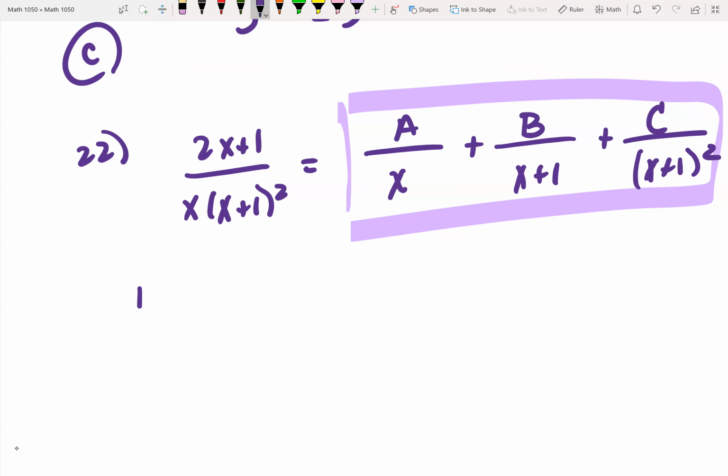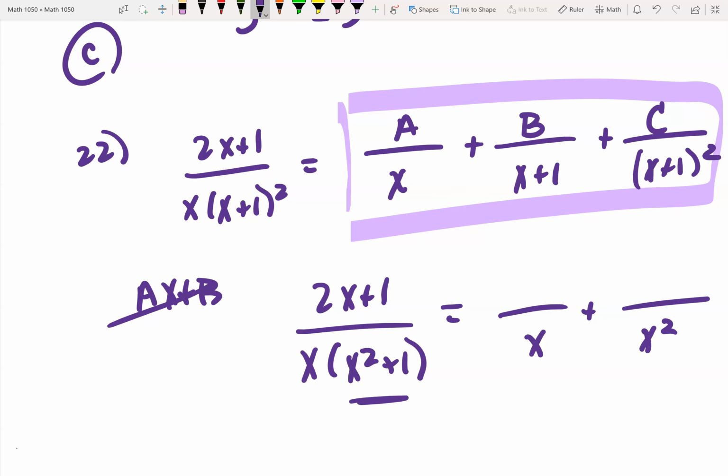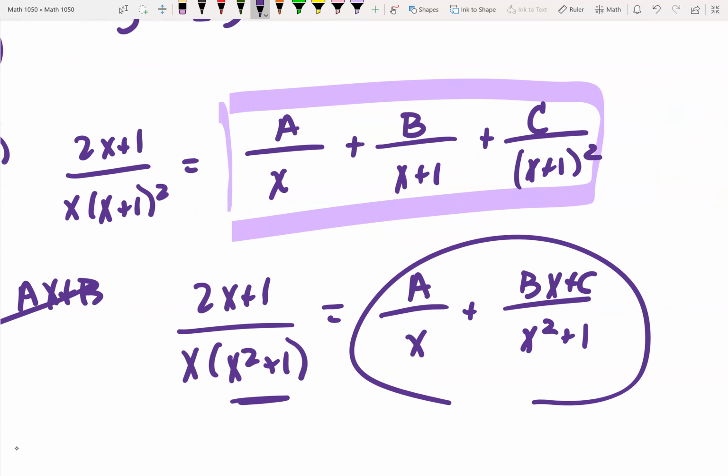Some of you are getting confused on this Ax plus B. When do you do that? Well, if the problem looked like this, 2x plus 1 over x times x squared plus 1, do you see how that's squared, but it won't factor? So you'd go, this guy has an x, this guy has an x squared plus 1, this guy has an A, this guy is squared and won't factor, so that's Bx plus C, and that would be your answer. So be careful, okay? All right, 23.